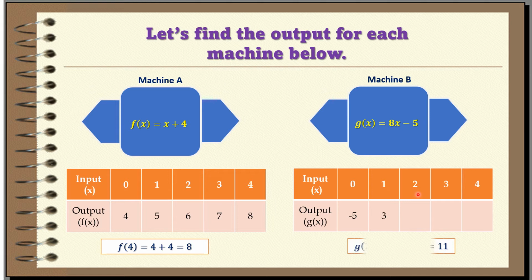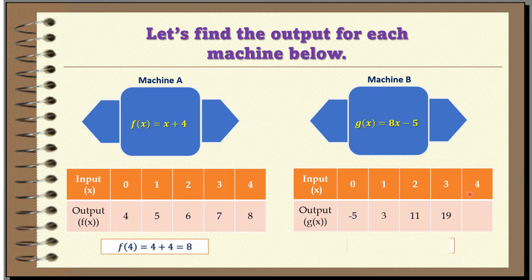Then at x equals 2, g of 2 is equal to 8 times 2 minus 5. 8 times 2 is 16, and 16 minus 5 is 11. For x equals 3, g of 3 equals 8 times 3 minus 5. 8 times 3 is 24, and 24 minus 5 is equal to 19. So you write 19 on that table.